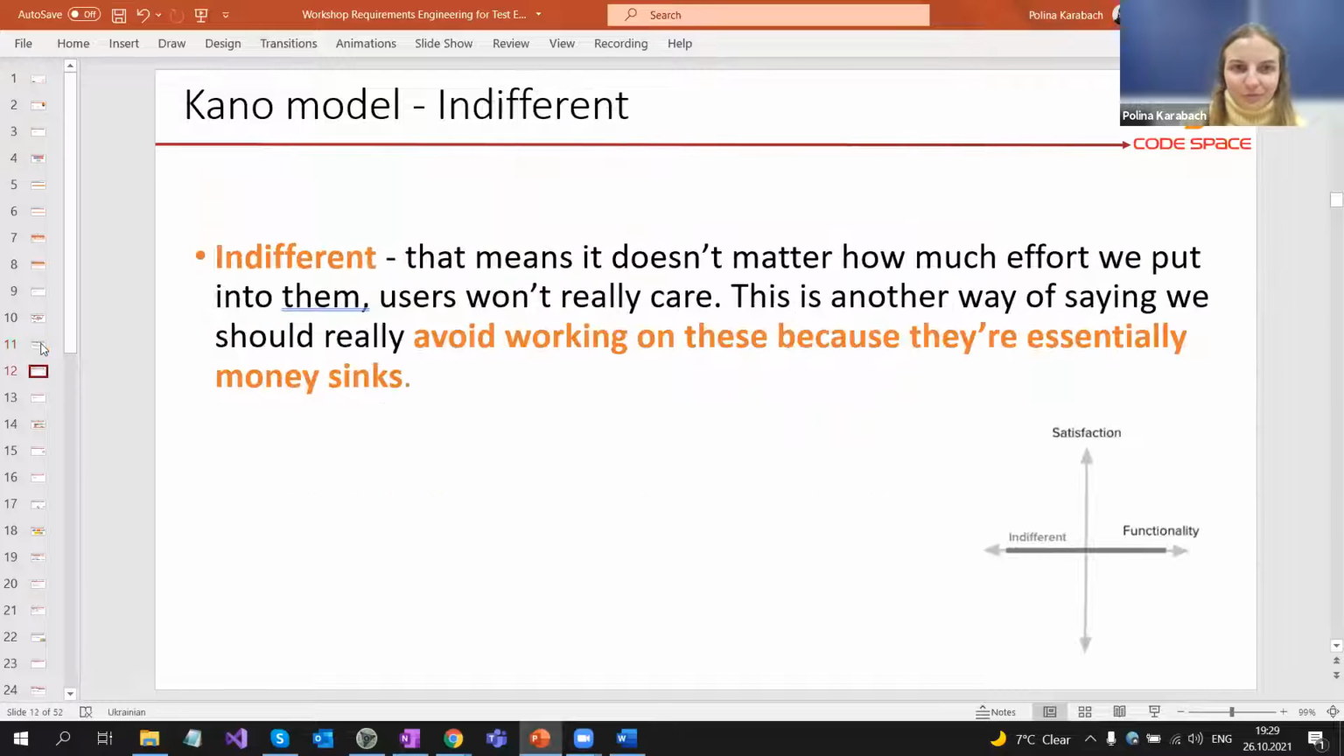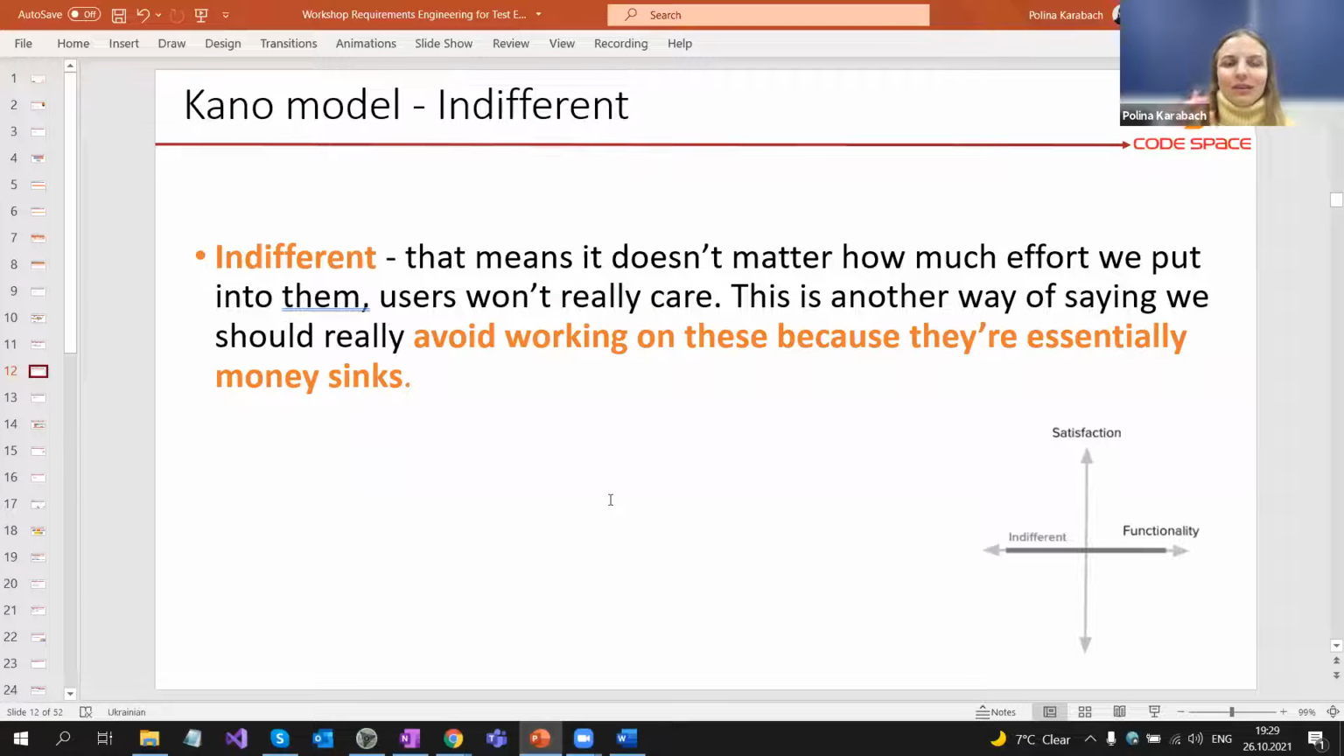There are also two different other categories of features that are more rare, and we normally should avoid doing those. One is indifferent, and in the graph it would just be on this baseline, and it means no matter how much effort we put into these features, users won't care. So it's basically money sinks. It's a waste of time and effort of the team because this is just unneeded functionality.